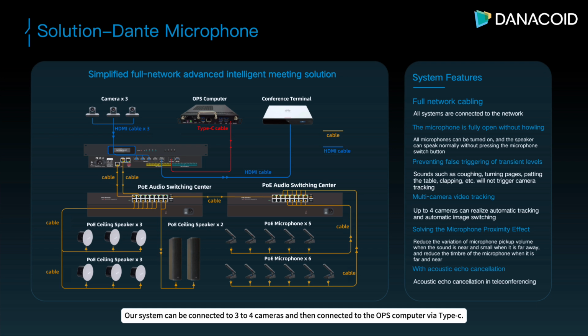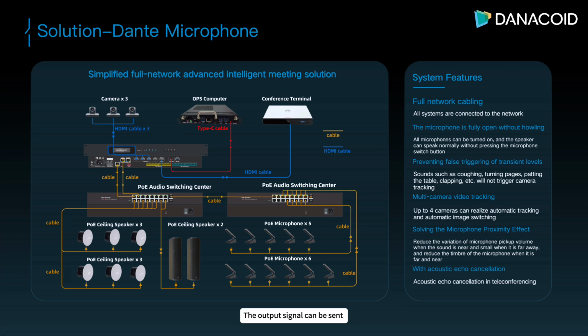Our system can be connected to 3 to 4 cameras and then connected to the OPS computer via Type-C. Conferencing terminals are connected to the hardware via HDMI. At the presentation end, we connect to the switching machine through Dante microphones. Our device supports 16 Dante signal access. Whether our microphone is connected to this switching machine or to another one, the system can receive the signal from the 16 microphones. The device itself has 8 analog input and output interfaces. The output signal can be sent to our ceiling speakers through Dante and also to our sound column speakers.